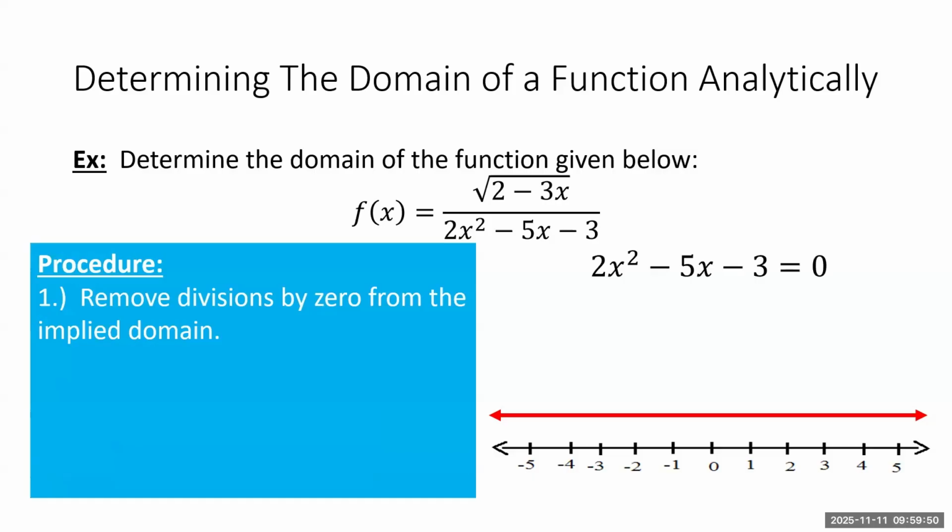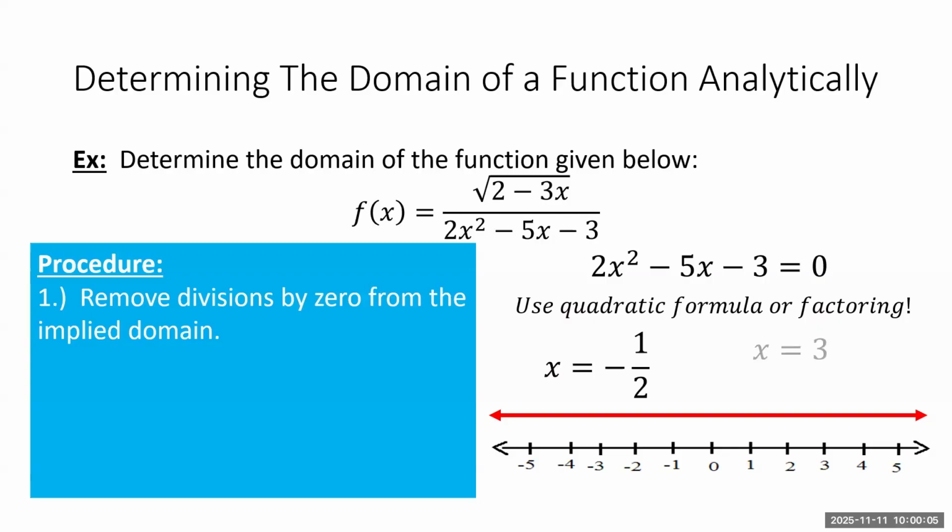So first, I'm going to set the equation 2x squared minus 5x minus 3 equal to 0, and I'm going to solve for x. You can use quadratic formula or factoring for this. I'm going to leave that detail to you, the viewer. We get that x is equal to negative 1/2 and x is equal to 3. So at these particular values, I would be dividing by 0 if I plugged them into the function.